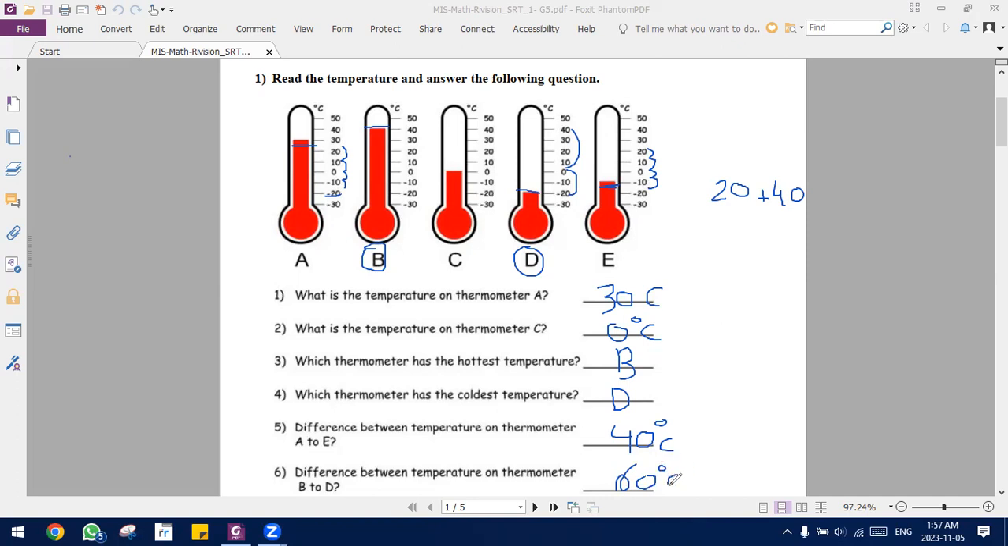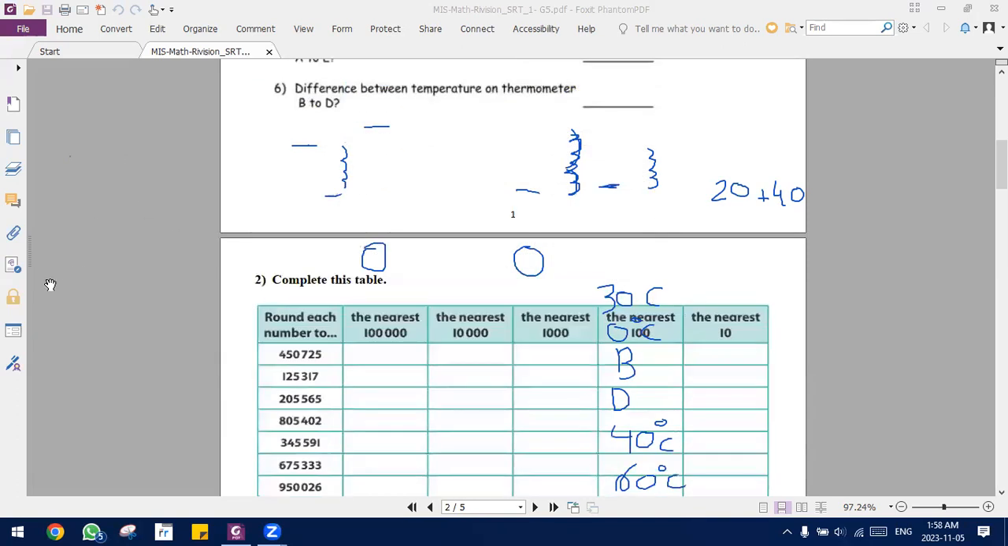Or similar to part 5 that we solved, we count how many steps. Each step is 10. So it's 1, 2, 3, 4, 5, 6, which is again 60. So it's up to you. You can do any way that you like. So that was question number 1, positive and negative values.